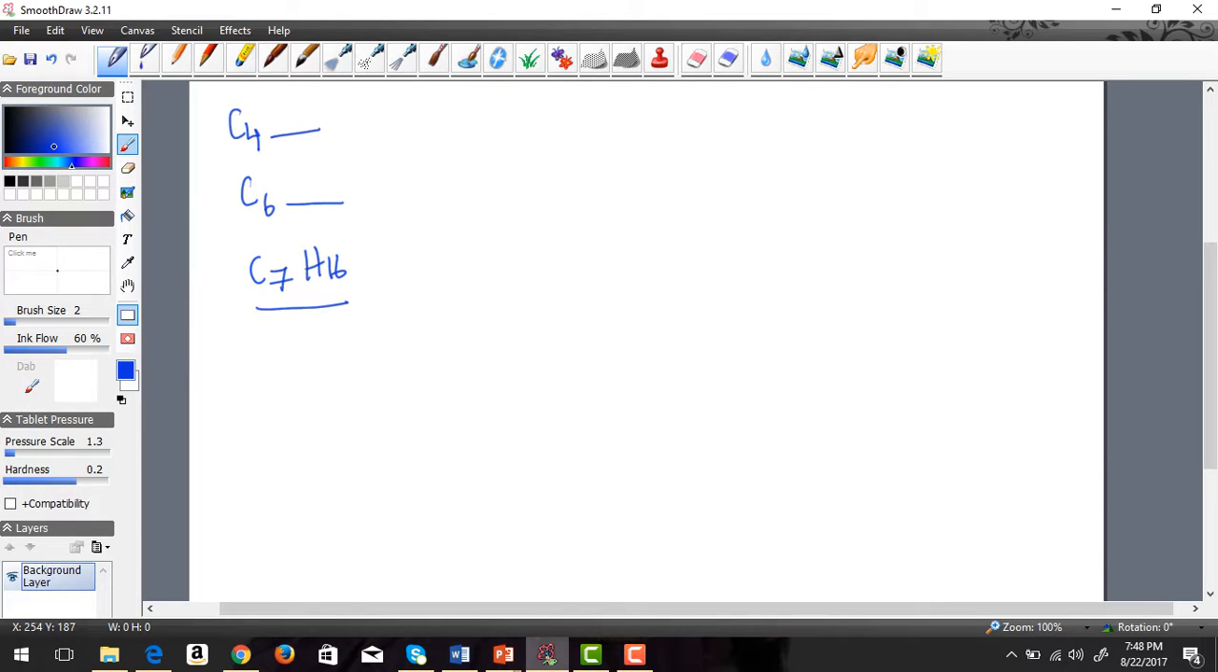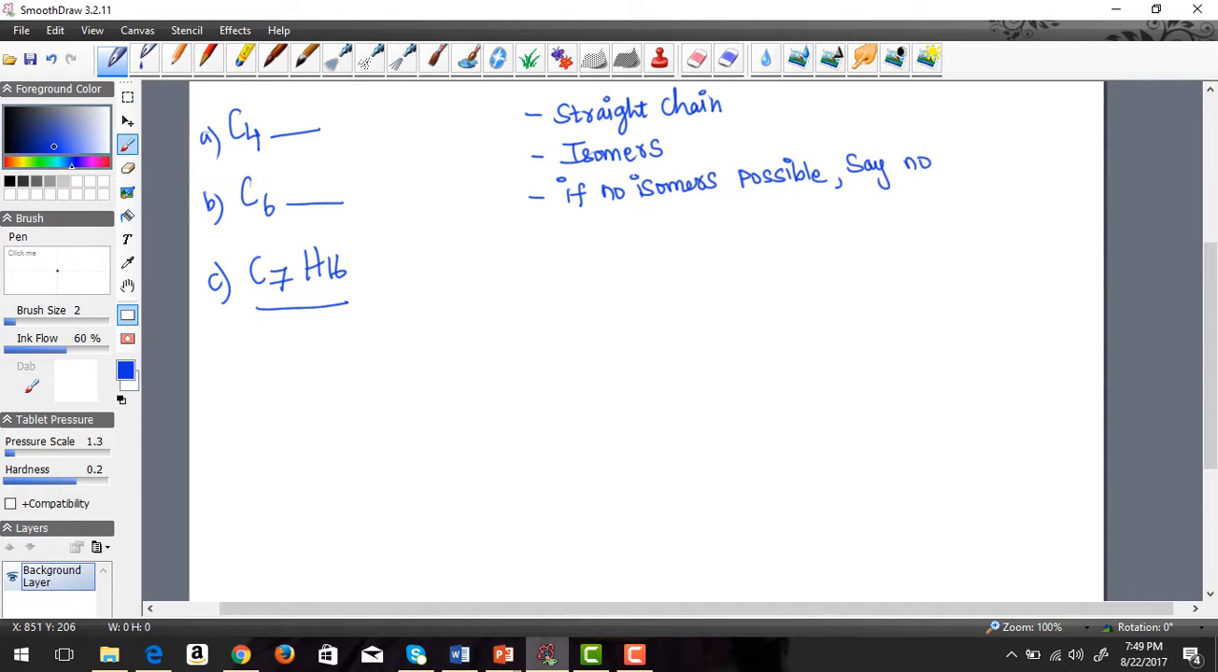What I want you to do is A, B, C. For A and B, figure out how many hydrogens there are. Once you figure that out, write me a straight chain parent or fundamental compound for each of these, and then write the isomers for each one of those. Okay, if you don't think there is an isomer possible, then say no isomers possible.